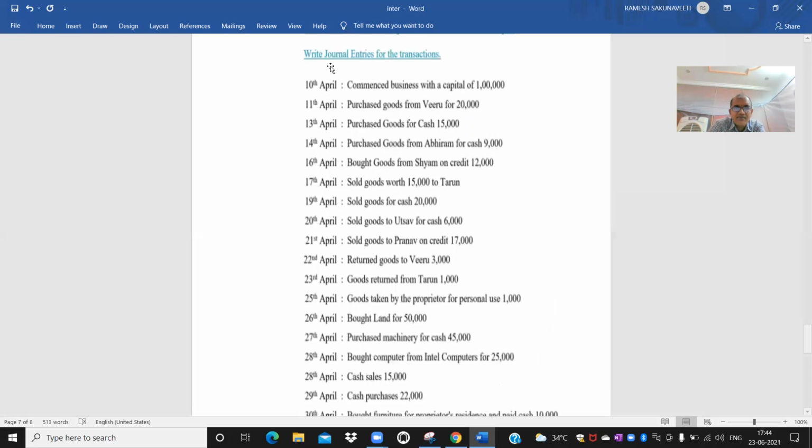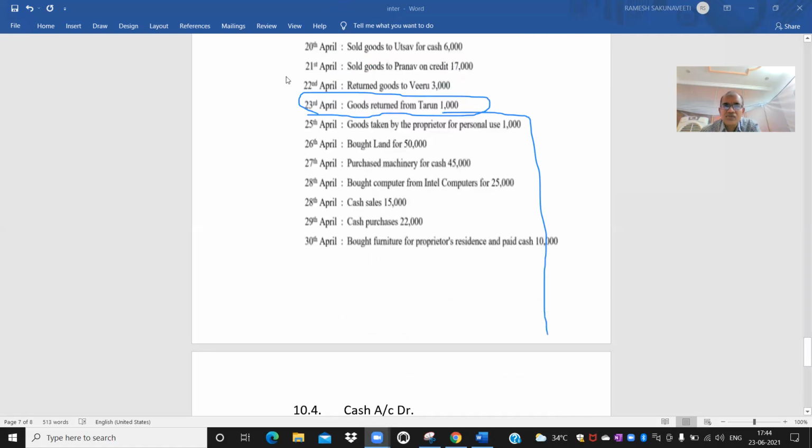See, on 11th April, you purchased goods from Viru. Then what have you done? You mentioned purchase account debit to Viru account. To Viru you gave credit because you purchased from him on credit basis, not for cash. Yes, sir. But now you are returning to him. Whatever amount of goods you have returned to him, you should debit his account with the same amount.